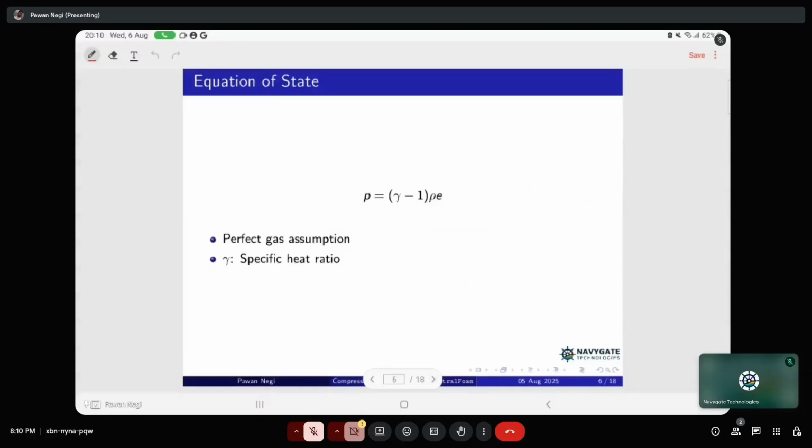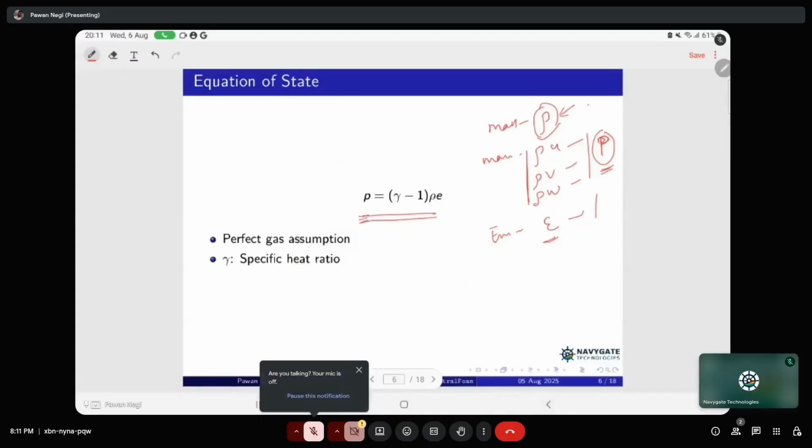Now, in order to close these equations, you can see that in the mass conservation, you have rho. In the momentum conservation, you have rho u, rho v, rho w, and in energy, you have E. So you have one variable, 2, 3, 4, 5. Along with this, you also have pressure. Pressure is another variable. In order to close this, we use an equation of state, another equation which links how pressure is related to density and energy. This is the perfect gas assumption. There are various other kinds of equations of state as well that you can use according to your simulation.